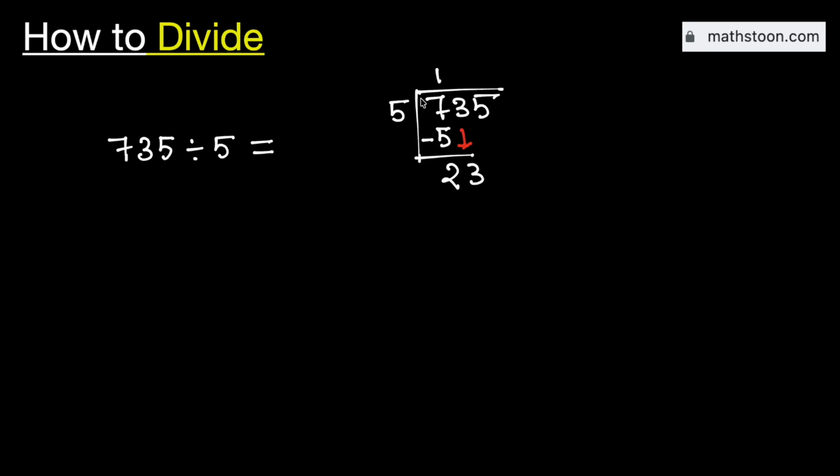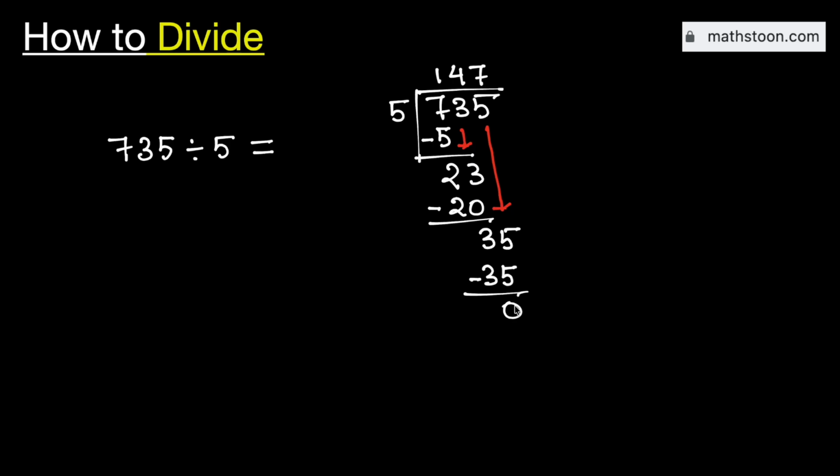And we know that 5 times 4 is 20. Subtract, we get 3. Now this 3 is less than 5. So we will bring down this adjacent 5 here. And we know that 5 times 7 is 35. Subtract, we get a 0.